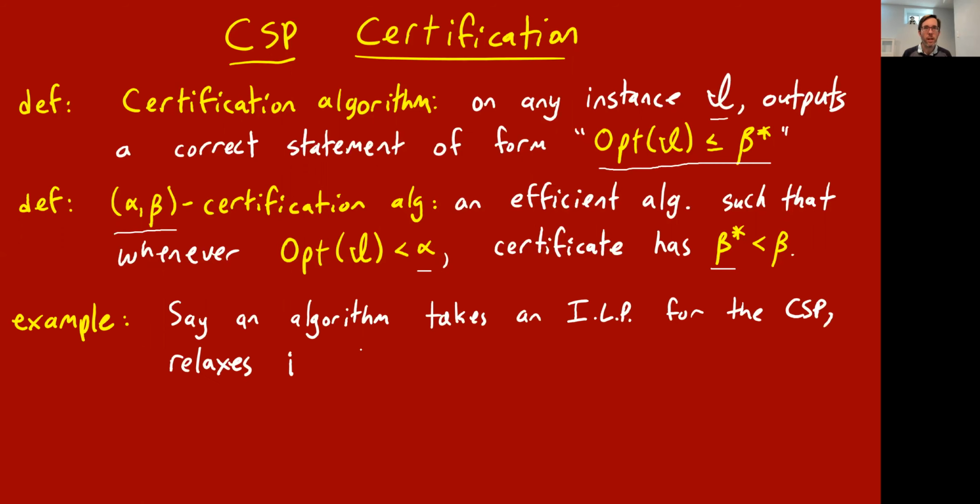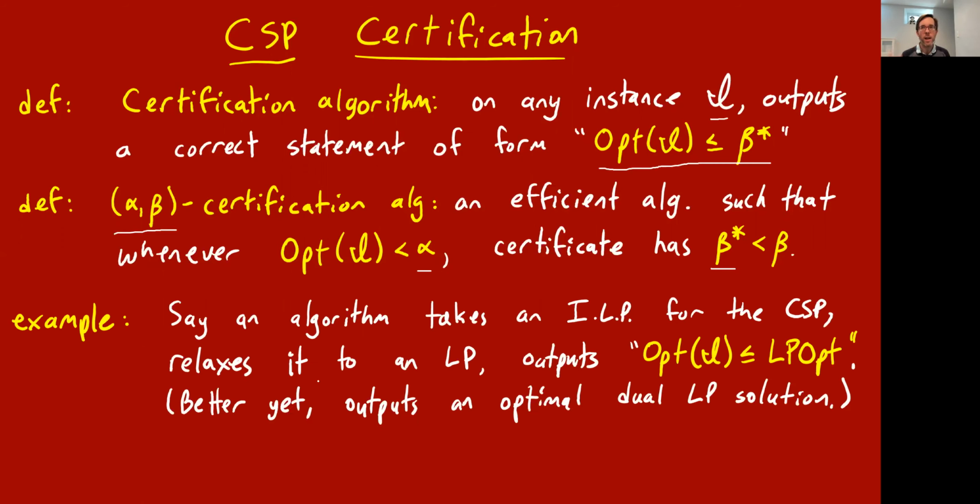So let me give some algorithms that explain this. The most canonical example of a certification algorithm, let's forget this alpha beta stuff for a moment, is just an algorithm that takes a CSP, considers it to be an integer linear program, relaxes it to a linear program or semidefinite program, and outputs the LP optimum value. Right? We're always talking about maximization problems. So the LP optimum value is always an upper bound on the true optimum value, and you can compute it in polynomial time. So that's a great notion of a certification algorithm, just outputting the LP relaxation value.